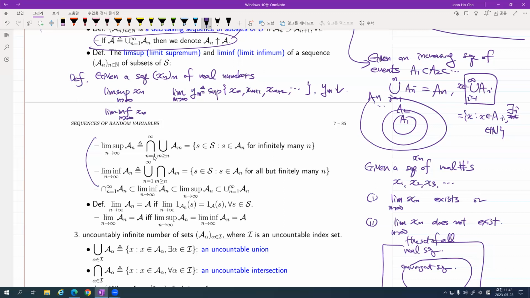Right? And another one is this lim inf. You can also consider some z sub m that is defined as the infimum of x sub m plus 1, x sub m plus 2, and so on. Then similarly, you can easily show that this sequence monotonically increases. And now you consider the limit of it because it's an increasing sequence.